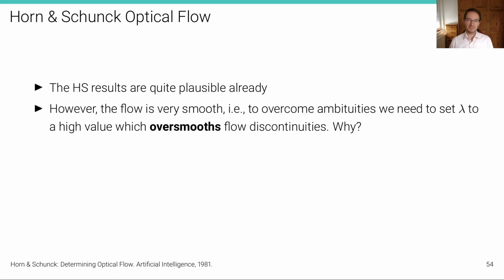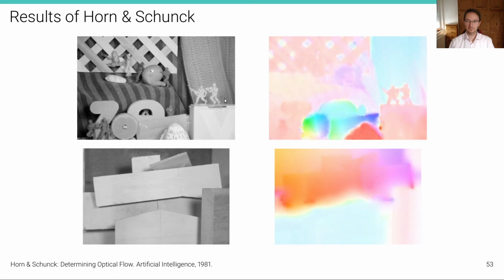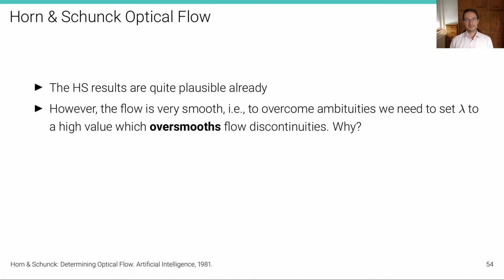So the Horn and Schunck results that we have just seen are quite plausible already. However, the flow is very smooth. If we look closely, we can see that the transition between these two objects is not as sharp as it actually is. So we are over-smoothing somehow. And the reason for this is that we have to overcome these ambiguities by setting this lambda to a relatively high value to overcome the aperture problem and solve this very difficult ill-posed task. But this then over-smooths the flow discontinuity. So we have this trade-off here.